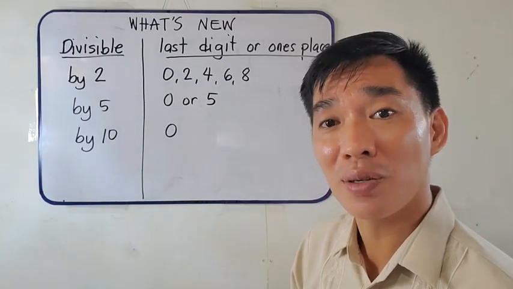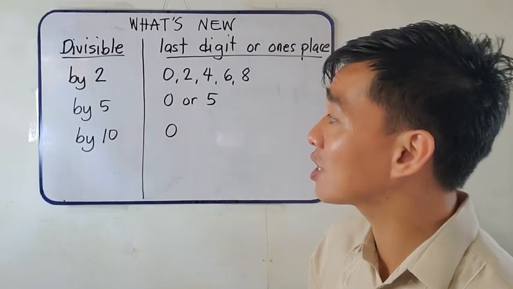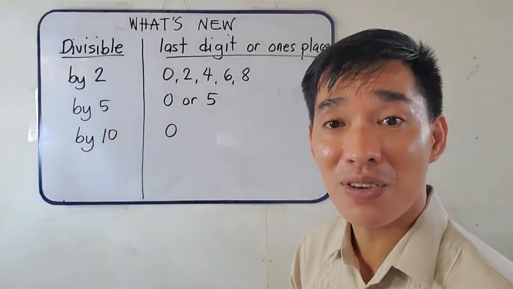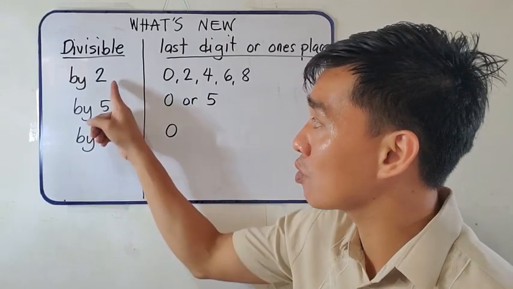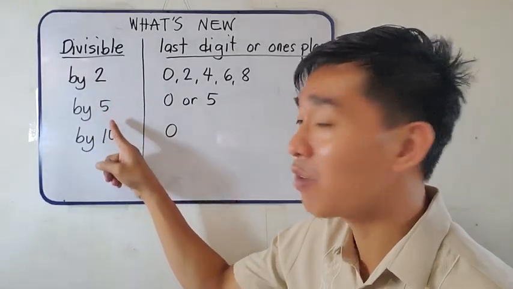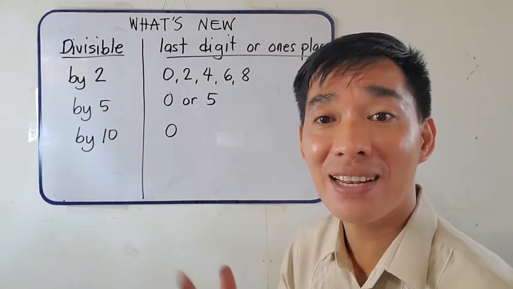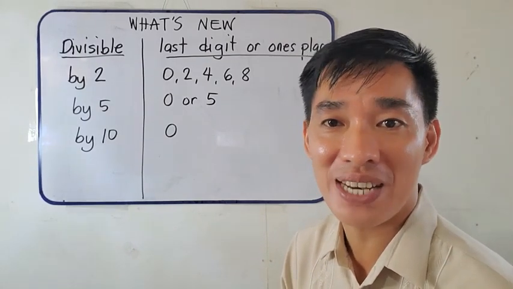Therefore, we could conclude that if a number ends with 0, then that number is divisible by 2, 5, and 10. Any questions? If there are none, let us continue to our next lesson.